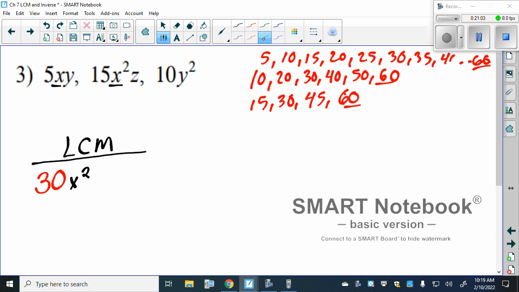Now we can look at y. So we have y, no y's, and y squared. So we'll need y squared. And lastly, we need the z. So 30x squared y squared z is the smallest expression we can turn 5xy, 15x squared z, and 10y squared into. And that there would be the least common multiple.